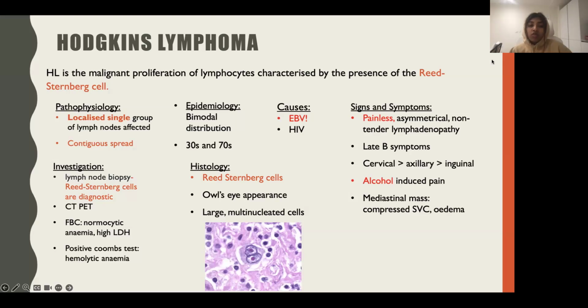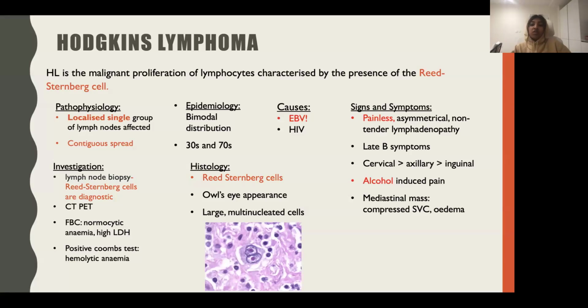In your lymph node biopsy, you would see Reed-Sternberg cells, which are diagnostic for Hodgkin's lymphoma. You can do other investigations such as CT-PET, FBC. FBC can show you high LDH, normocytic anemia. You can do a Coombs test. And then histology will show you Reed-Sternberg cells as well. It has this owl appearance. If in your exams you see a lymph node biopsy histology and you see these two owl-shaped eyes in the middle, those are Reed-Sternberg cells. That's characteristic of Hodgkin's lymphoma.